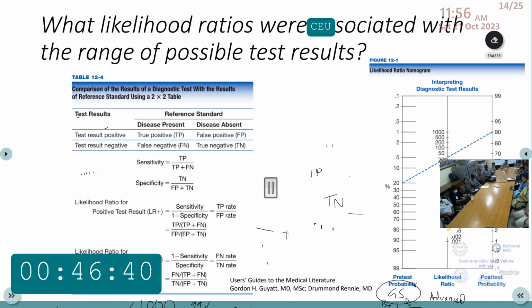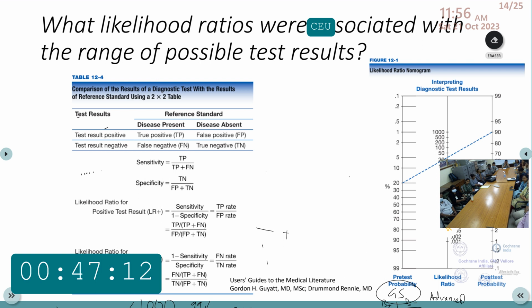There's a likelihood ratio calculation below. Just to understand, the likelihood ratio is actually a ratio between the true positivity rate and the false positivity rate. The false positivity rate is not the same as sensitivity. Specificity is the true negative rate. That means out of all those who did not have the disease, those who tested negative. So the true negative rate is the specificity.